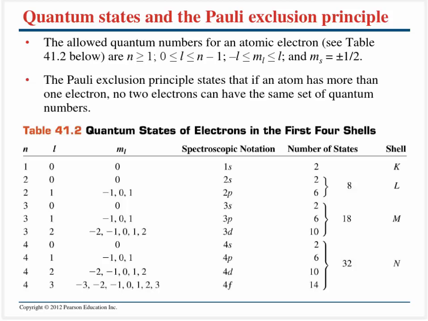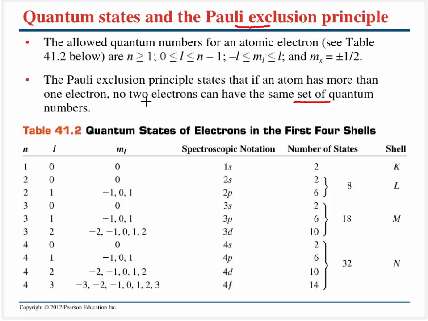So now let's change gears a little bit and talk about what happens if a hydrogen atom has more than one electron. Perhaps you've heard that the ground state of hydrogen, that shell, can hold 2 electrons, and you may have wondered, why is that? Well, it turns out that it boils down to something called the Pauli exclusion principle, and what that principle says is if an atom has more than 1 electron, no two can have the same set of quantum numbers.